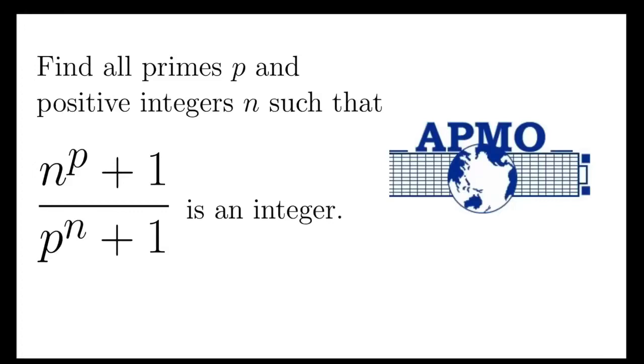Let's take a look at this problem, taken from the Asian Pacific Maths Olympiad 2012. It says, find all primes p and positive integers n such that n to the p plus 1 divided by p to the n plus 1 is an integer.